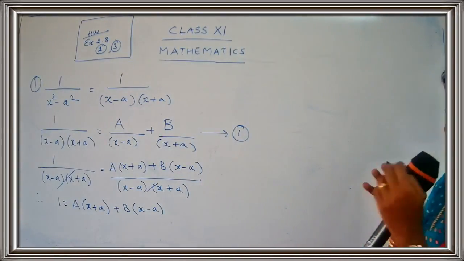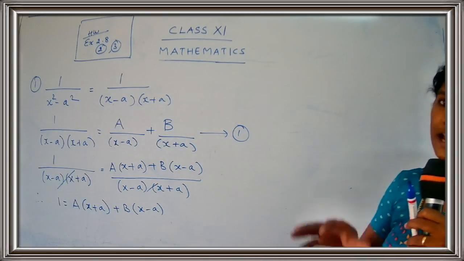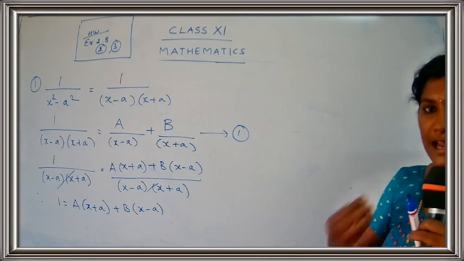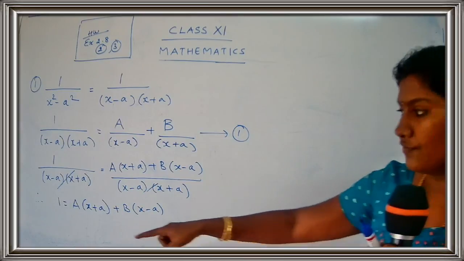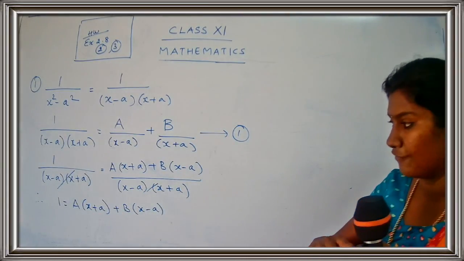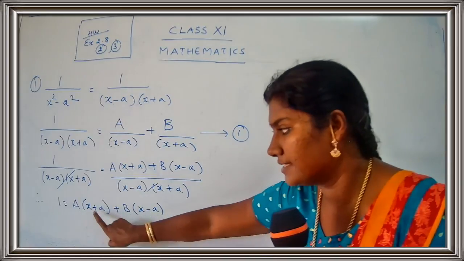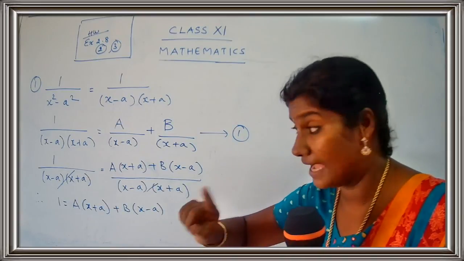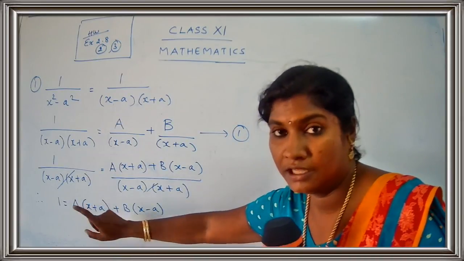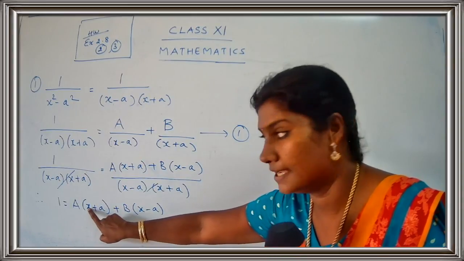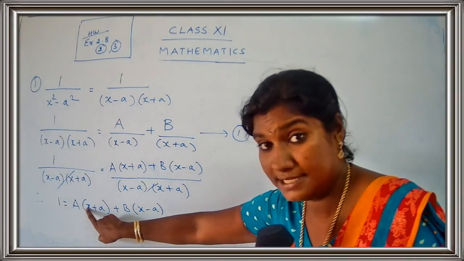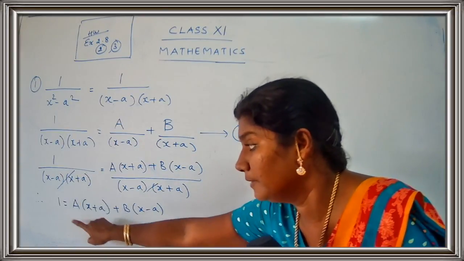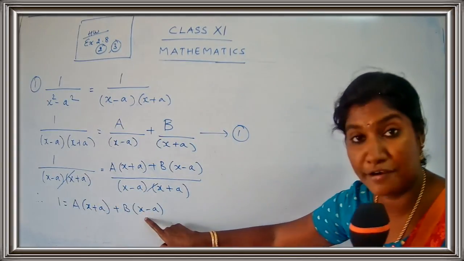Now what we are going to do is assume a value of x. That is our work: we just assume a value for x, and we find the values for A and B. Now just see here carefully, children. What is with x here? X is with plus a. So if I take x is equal to minus a, what will happen? Minus a plus a gets cancelled. That means the A term will become 0, so we can find the value for B.